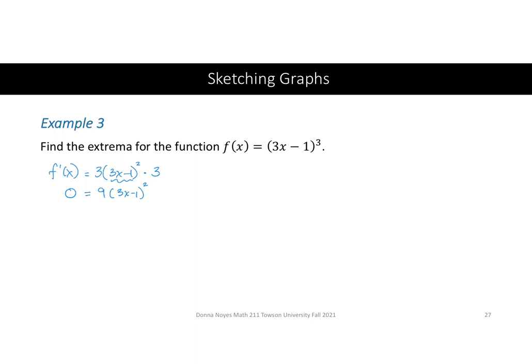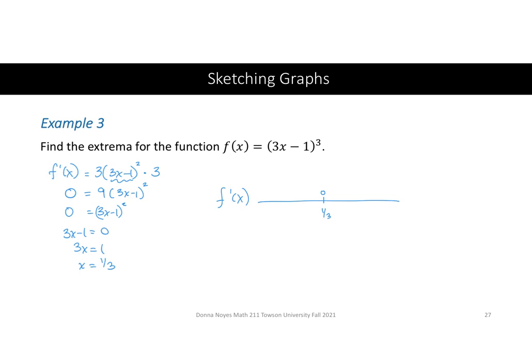Here's the cool thing: we can divide both sides by 9, and we still get 0 equals 3x minus 1 quantity squared. So the only way this can be 0 is if 3x minus 1 equals 0, or 3x equals 1. If we add 1 to both sides and then divide through by 3, we end up with x equals 1/3. So x equaling 1/3 is our only critical point. So let's look at what our f prime of x graph looks like with 1/3 in the middle. We know that's where our derivative is 0.